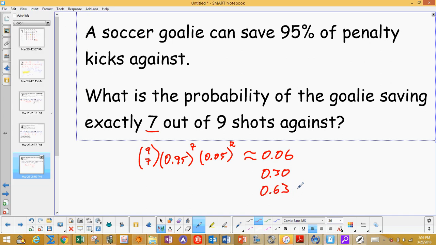So now if I change the problem to at least 7 shots, that means 7, 8, or 9. Then I'd add all of these, and I'm getting about a 99% chance that they'll stop at least 7. Pretty unlikely that they let in exactly 6 or fewer. Okay, so there you go.